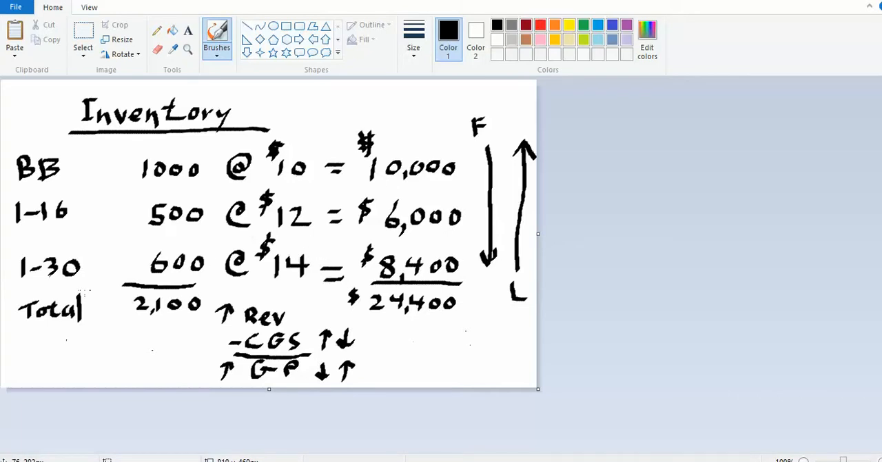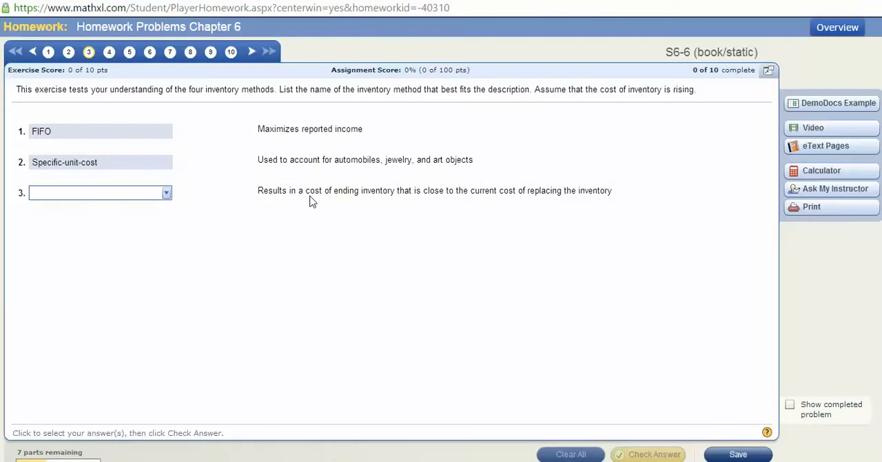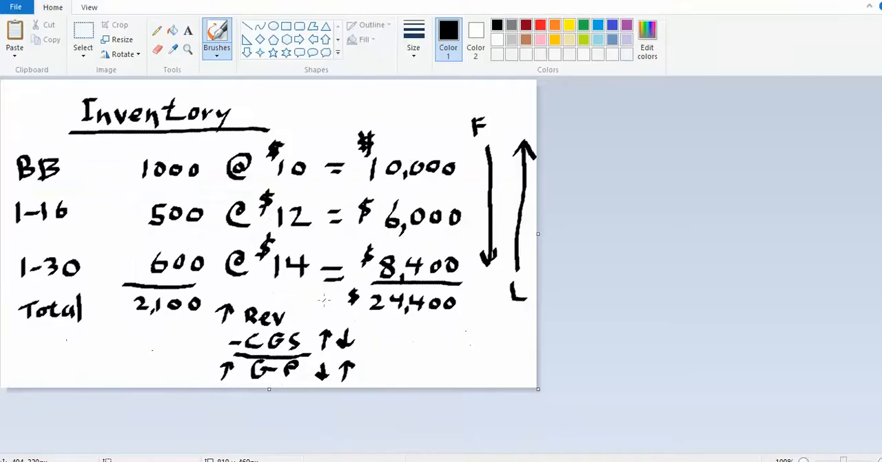Well, one of the clues we have here is results in the inventory that's close to the current cost. Well, there's nothing closer to current cost in this example than this layer. So if we want ending inventory to be really, really close to what things actually cost right now, we want to keep these newer layers, and we want to sell these older layers.